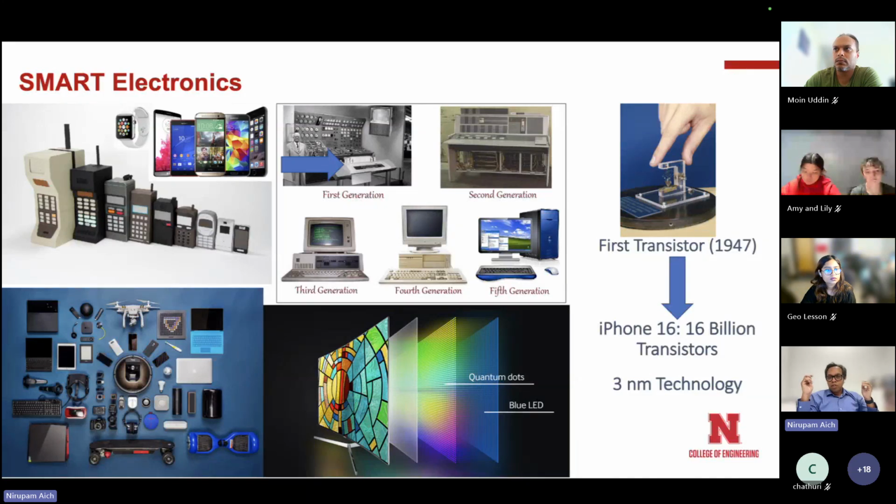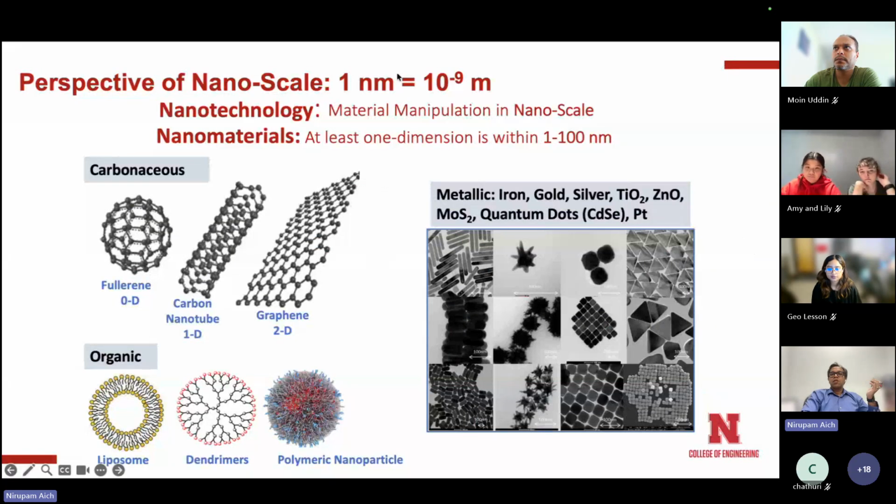What I'm trying to say is that we are able to design materials at the atomic scale, in nanoscale, where 1 nanometer is 10 to the power minus 9 meter, and change properties at that level. We can design this type of electronics. All we are trying to do is create different types of materials.